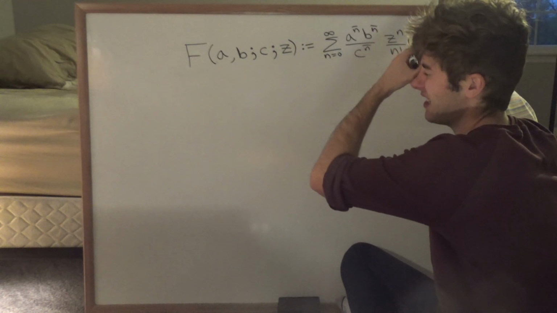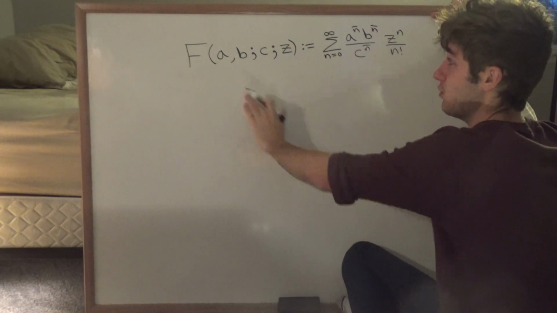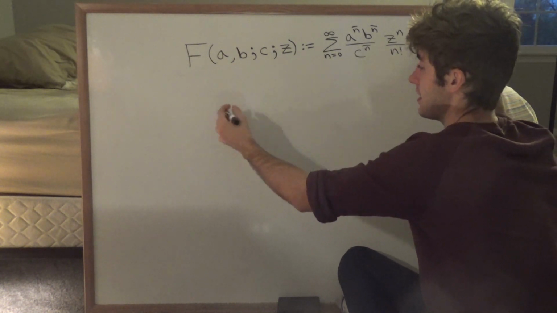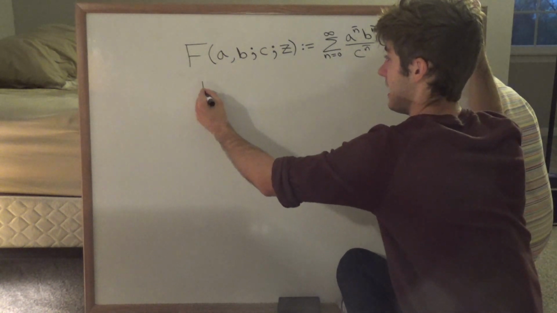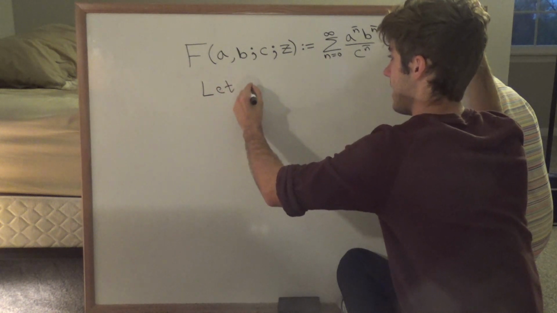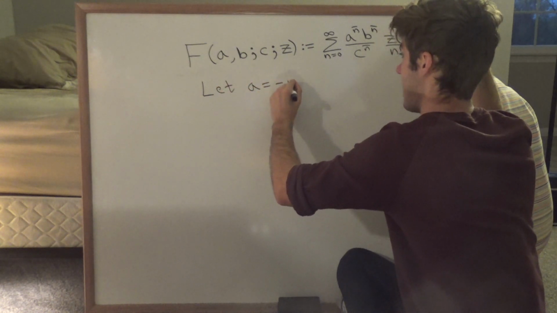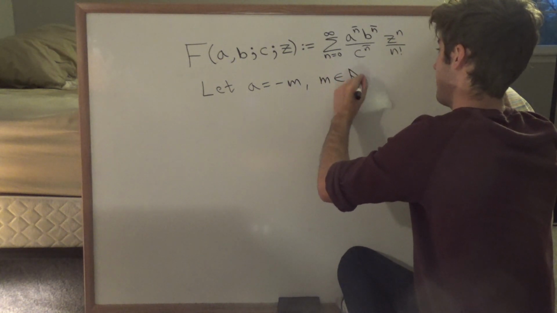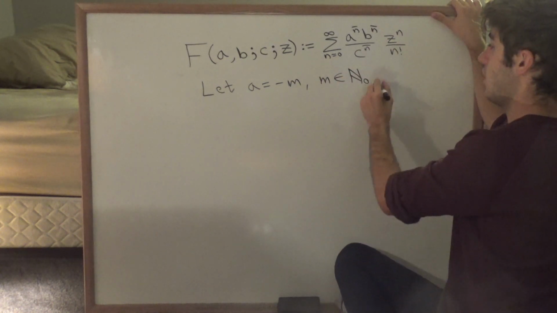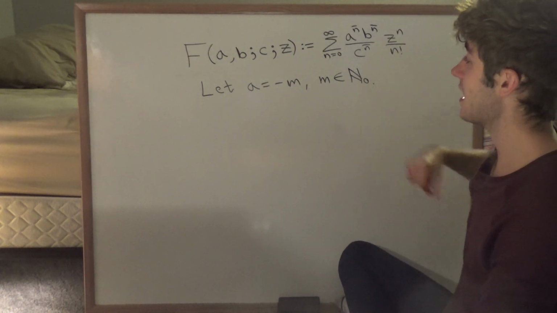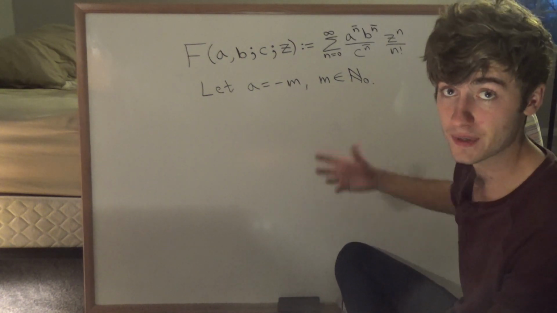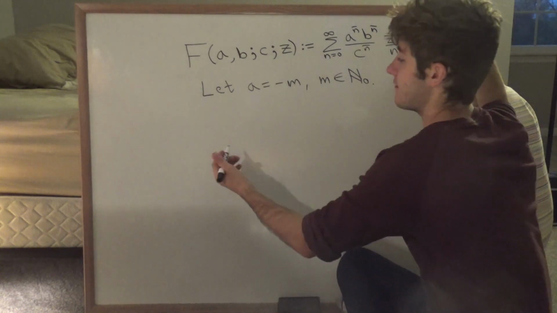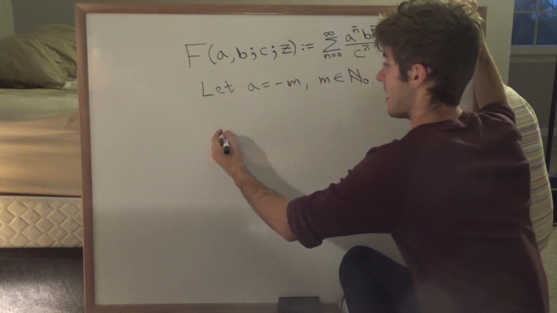If you pick A or B, and by default we'll just go with A, because it doesn't matter which one you pick, they're perfectly interchangeable. So let's say we pick A, so let A equal negative m, where m is a natural number or 0. So m is any non-negative number, and we're multiplying it by -1, so we get 0, -1, -2, etc.